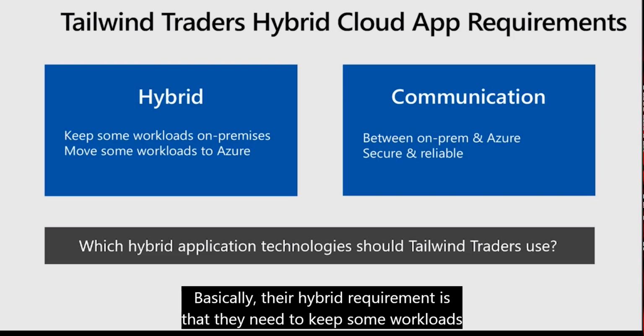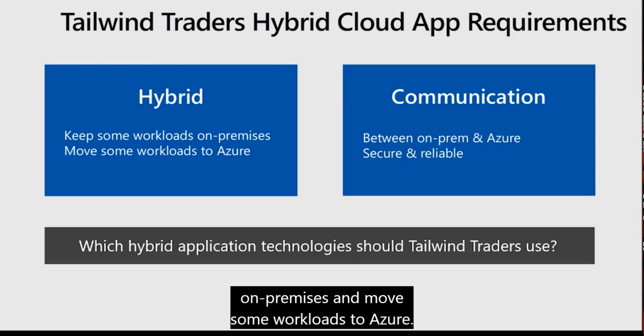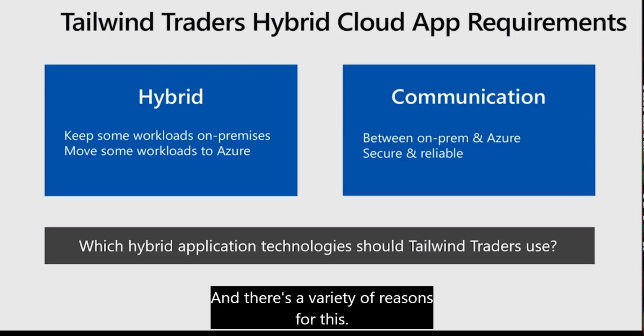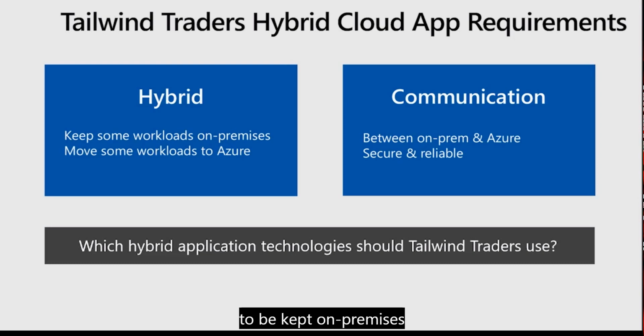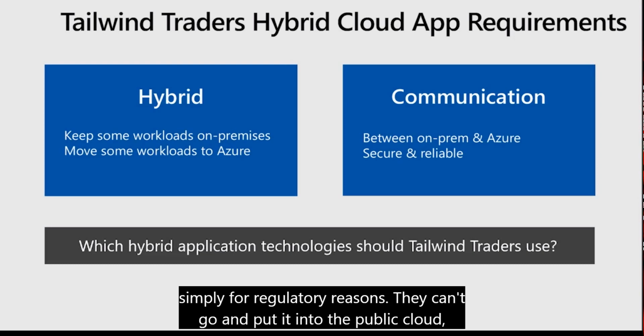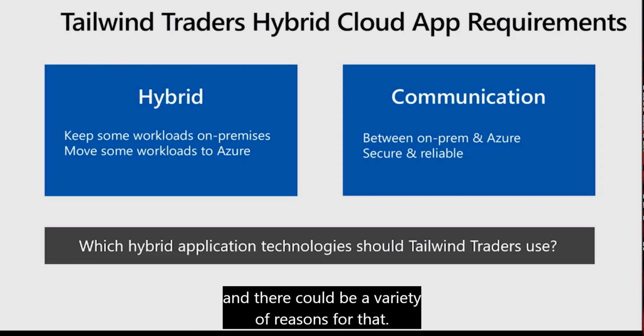Basically, their hybrid requirement is that they need to keep some workloads on premises and move some workloads to Azure. And there's a variety of reasons for this. Some of the data that they've got stored on premises needs to be kept on premises simply for regulatory reasons. They can't go and put it into the public cloud. And there can be a variety of reasons for that.